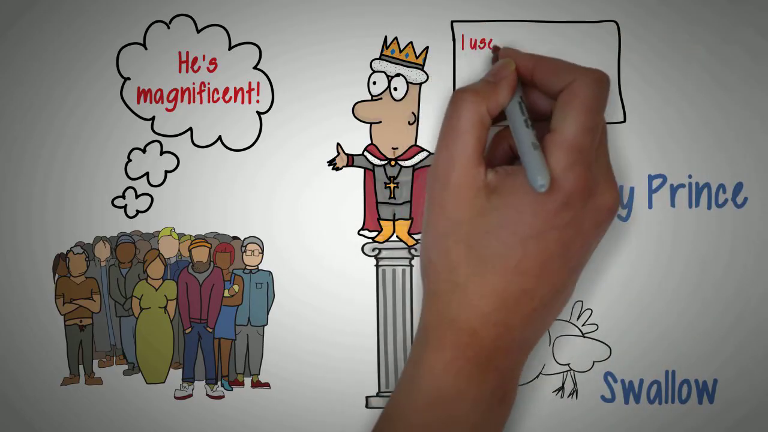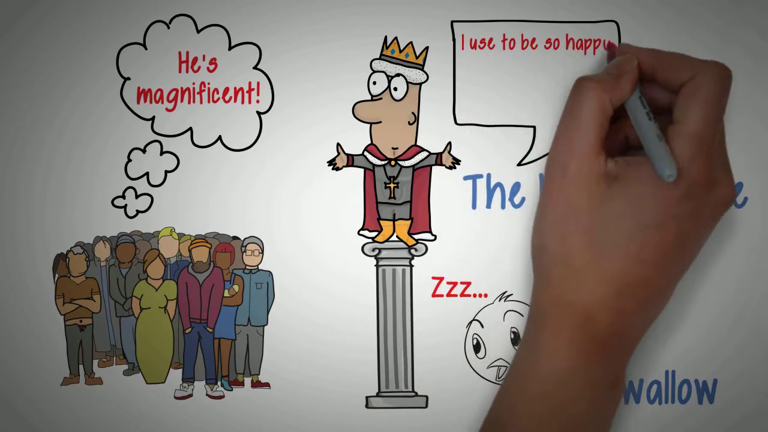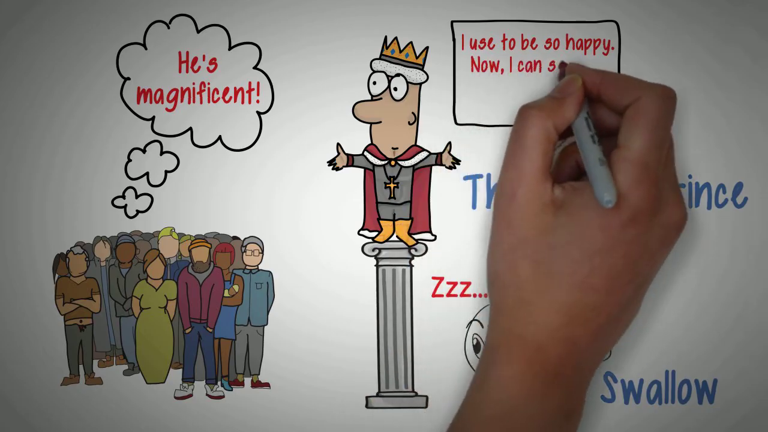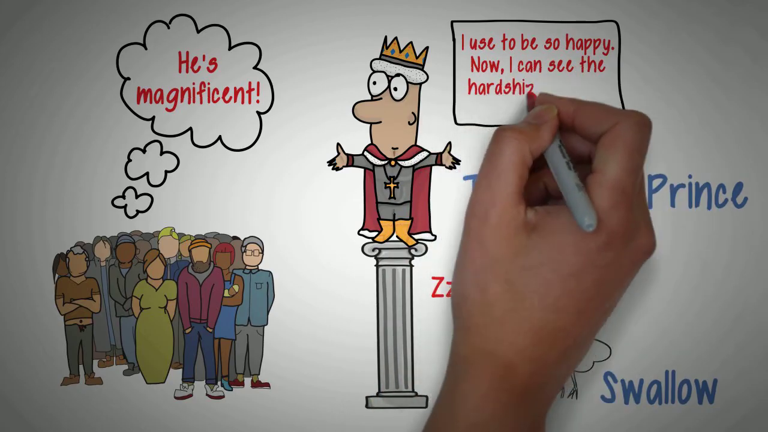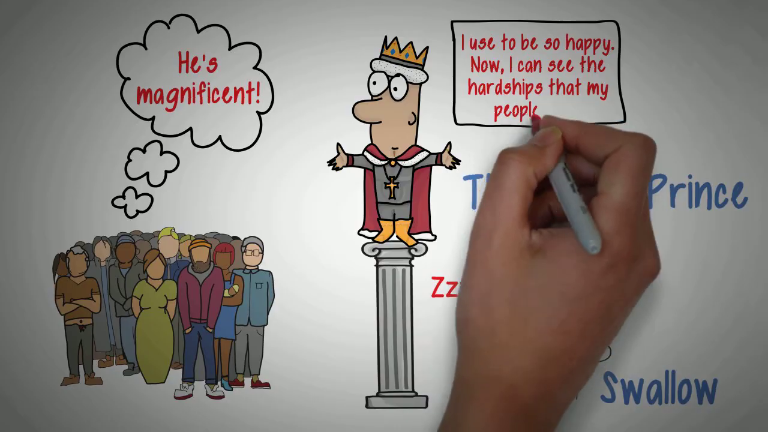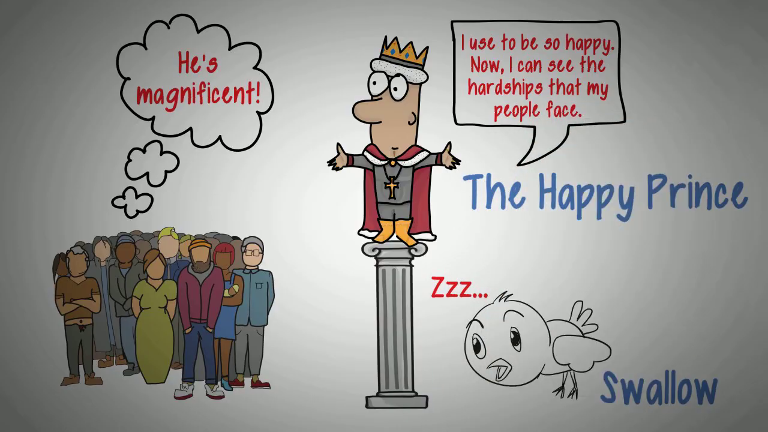The statue explains that he used to live a life of pleasure and luxury. He lived at the palace of Sans Souci and never had to worry about anything. But after he died, the people made a statue of him. Now, he's able to see the pain of his city, but can't do anything about it since he can't move.